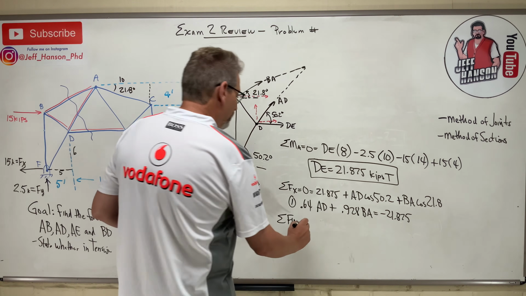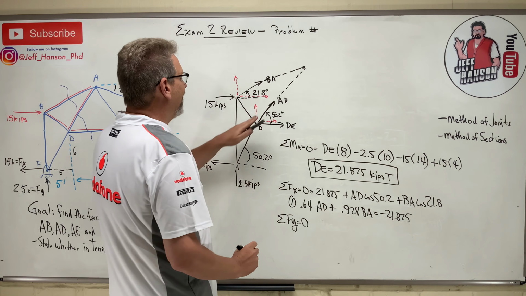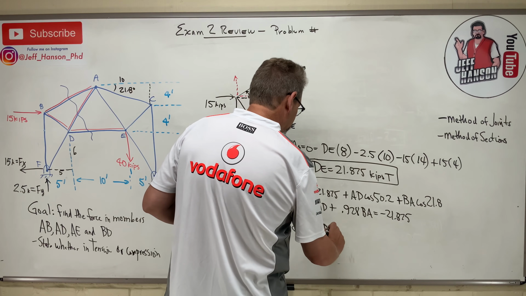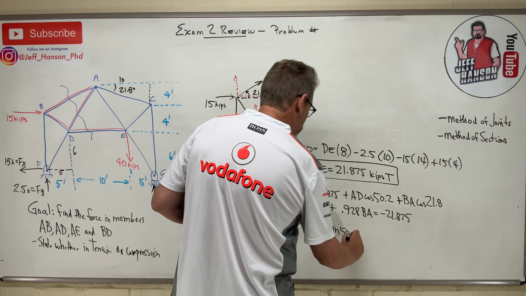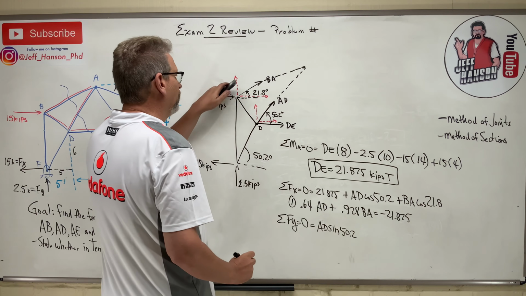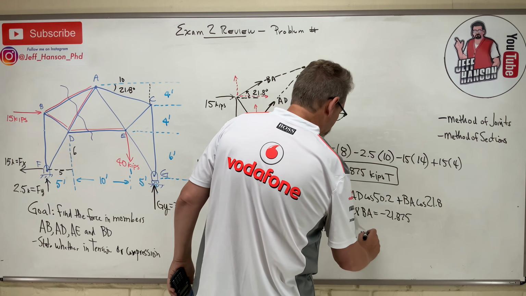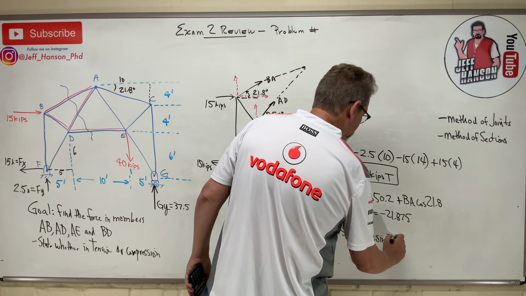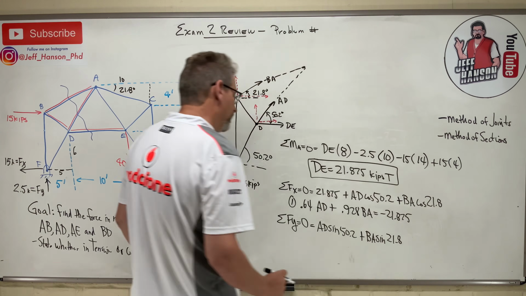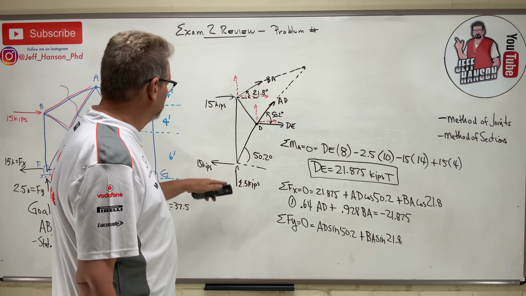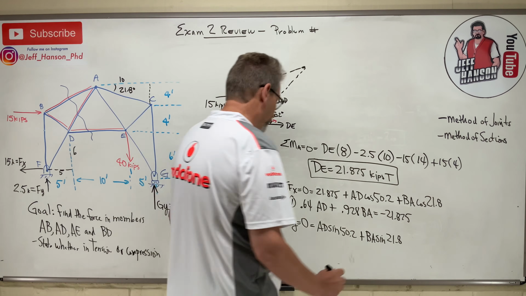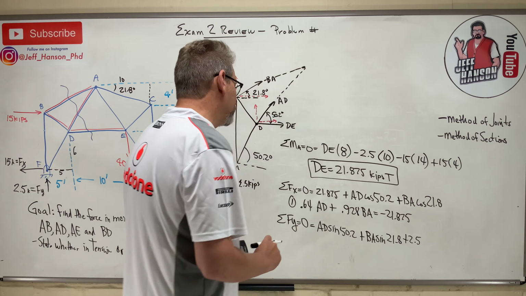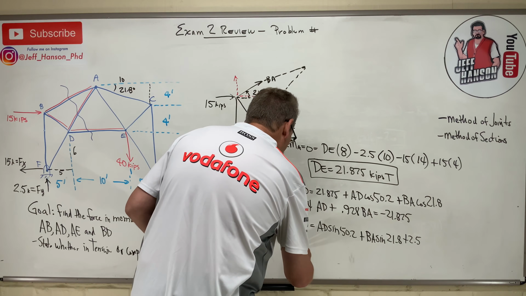Okay, in the y direction, what do we have? We've got AD sine of 50.2. Going uphill, I've got BA sine of 21.8. And then who else is in the y direction? That guy, plus 2.5. Okay, one more time, I'm going to make equation number 2 here.